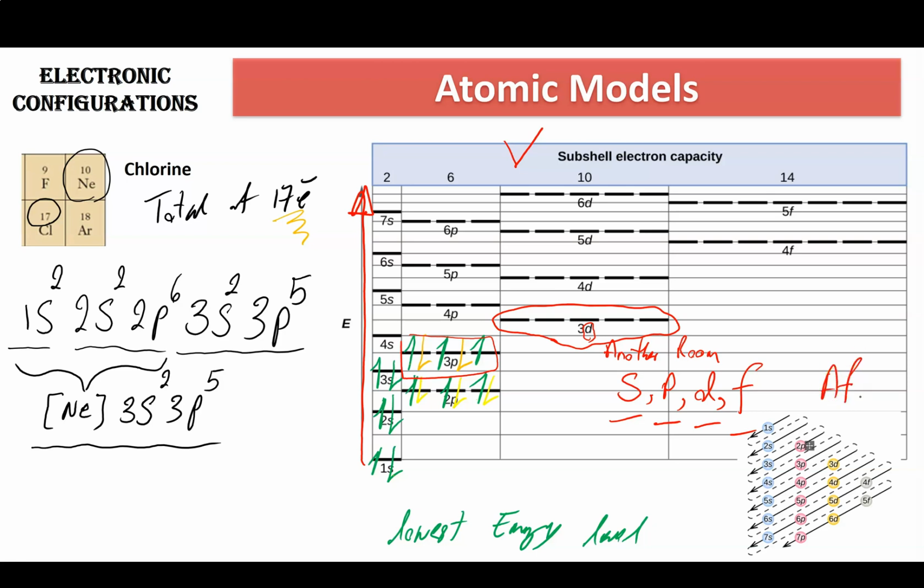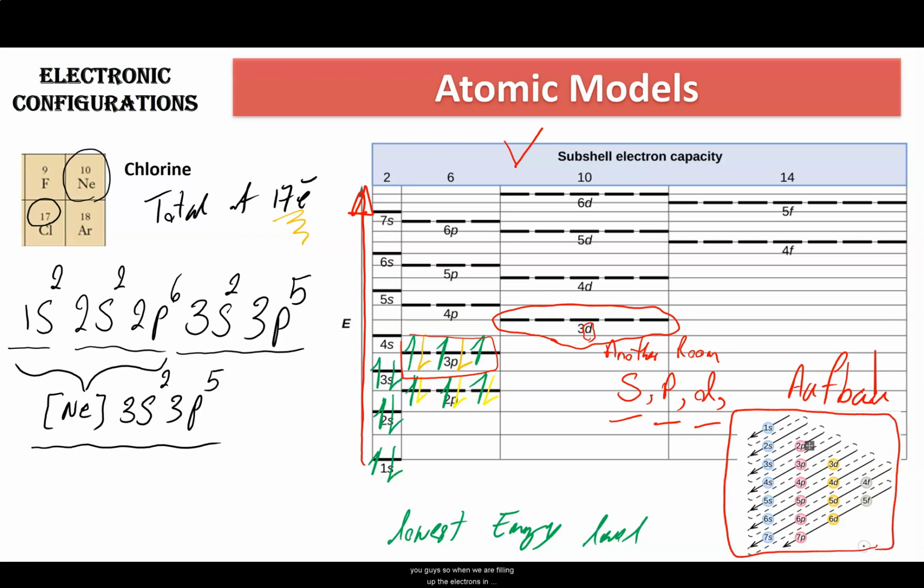Aufbau's principle. Aufbau was a German chemist who suggested that the subshell electron orbitals are filled in this order. This is pretty clear in this little diagram that I have on the far right side here for you.